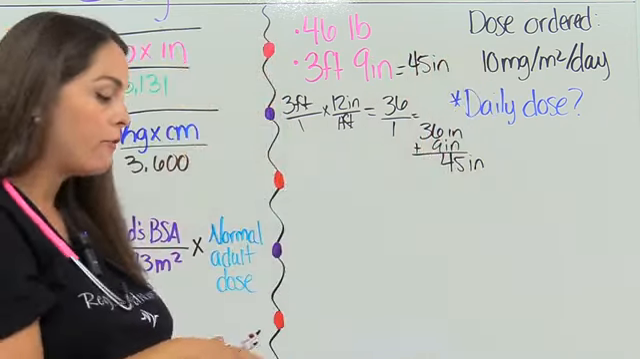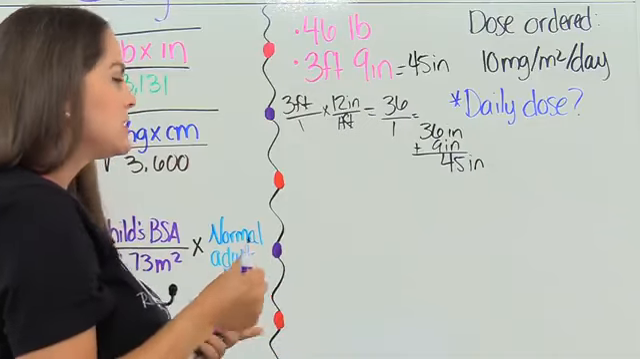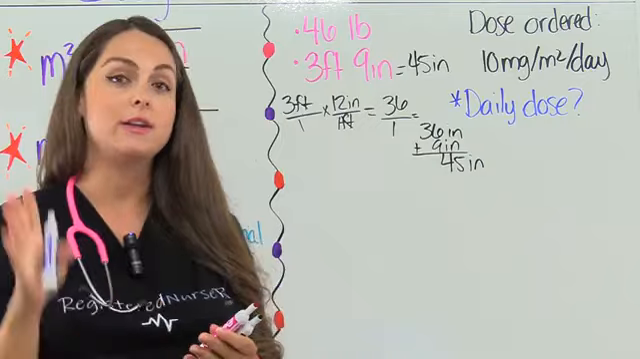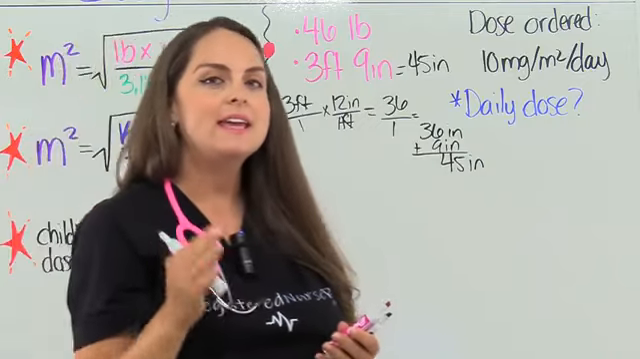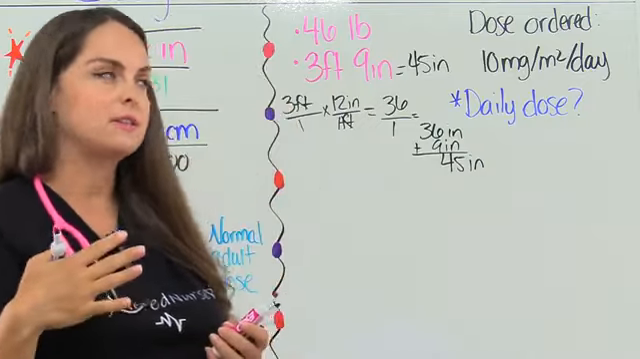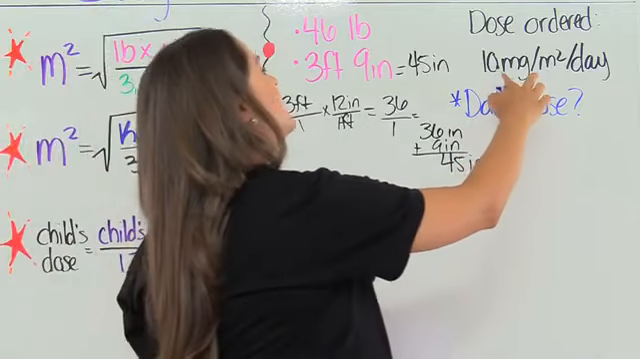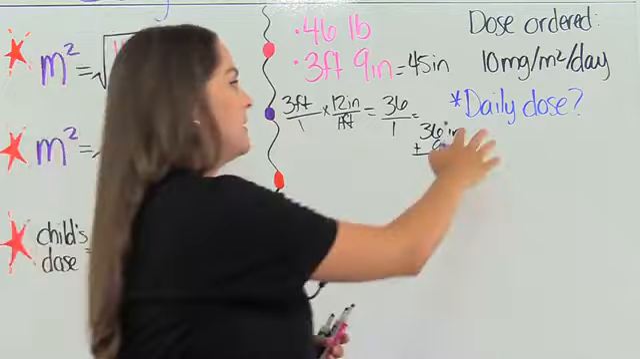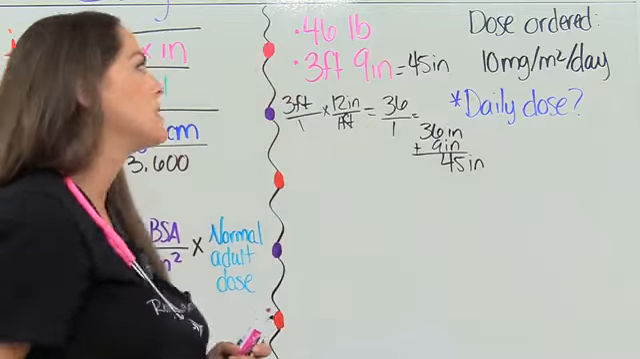Now we are ready for that formula. So this is a 2-step formula. First, you have to solve for the patient's body surface area. Then, whenever we get the body surface area, we can use this part, which is the dose ordered, to solve for what the daily dose is going to be. So first step, body surface area.